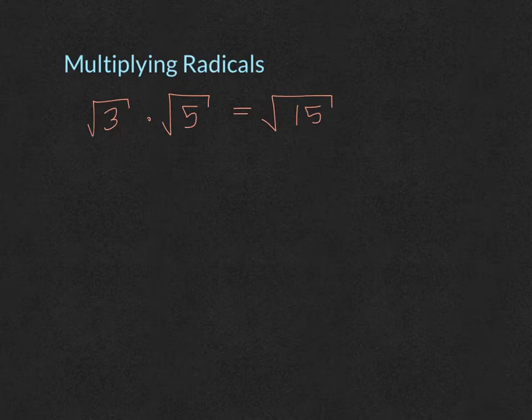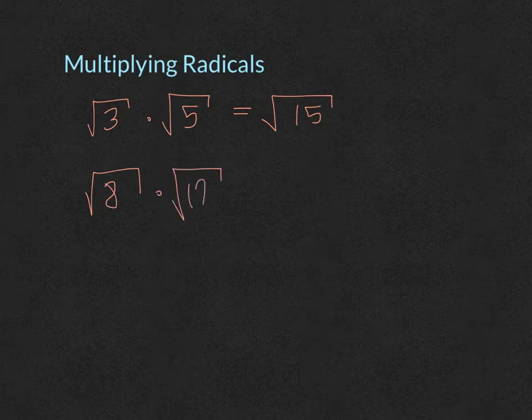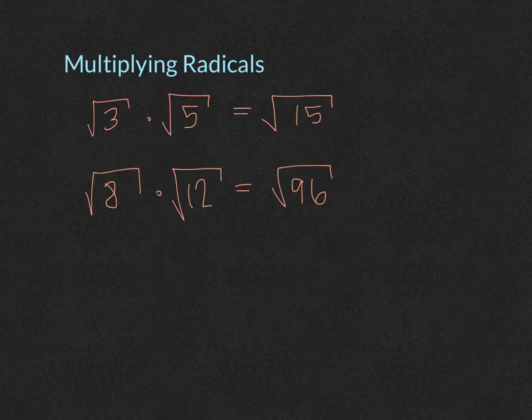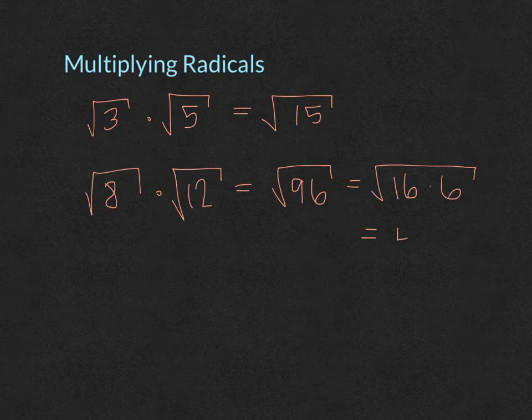So let's say I have the square root of 8 times the square root of 12. And I want to multiply those two to figure out what those are. You would go 8 times 12 is 96. Then look to see if you can simplify the radical. I'm looking for a perfect square in 96, so that would be the square root of 16 times 6. And 16 is a perfect square, so that would be 4 square root of 6. There's your basic radical multiplication.